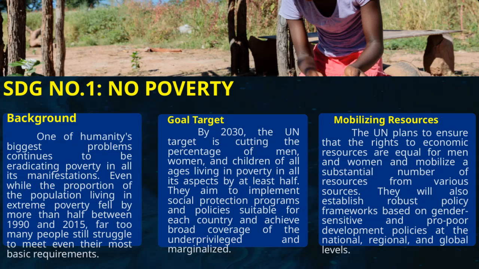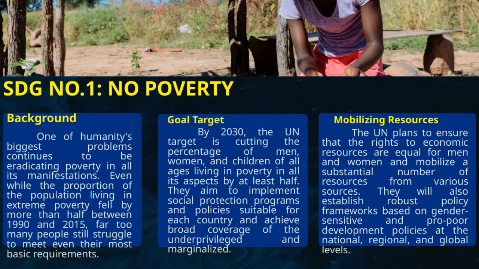Let's talk about the UN's approach to tackling poverty and promoting equality. The UN aims to ensure that the rights to economic resources are equal for men and women. This is crucial because equal access helps empower everyone and promotes sustainable development. They also plan to mobilize a significant amount of resources from various sources, including governments, private sectors, and international organizations. Furthermore, establishing strong policy frameworks is a key part of their strategy. These policies will be based on gender-sensitive and pro-poor development principles, and they will be implemented at national, regional, and global levels. The goal is to create an environment where everyone has the opportunity to thrive.